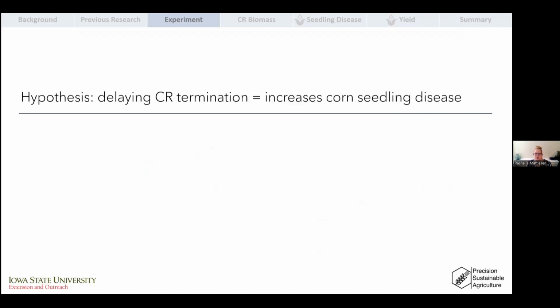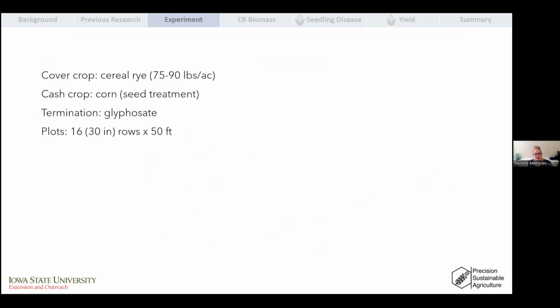So our hypothesis for this project was that delaying the cereal rye termination time increases corn seedling disease. So our trial was, we had cereal rye. We used a variety of Elbon in Iowa, and other states used what was more common in their states. So this is across 16 locations. And we planted the cereal rye at 75 to 90 pounds per acre. In Iowa, we usually were around 80 to 90, so that was on the high side.